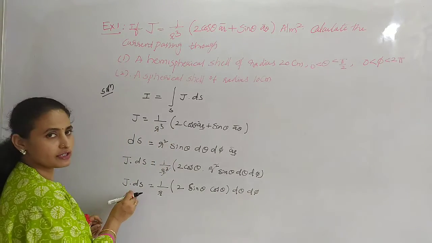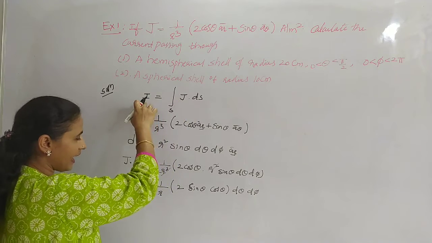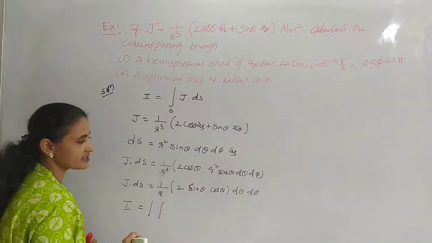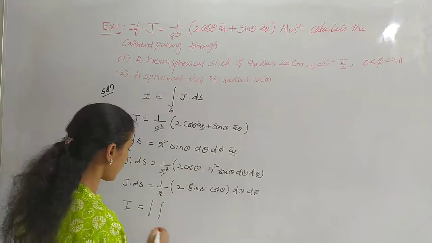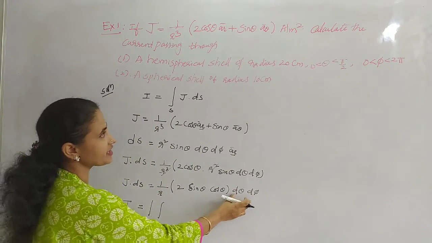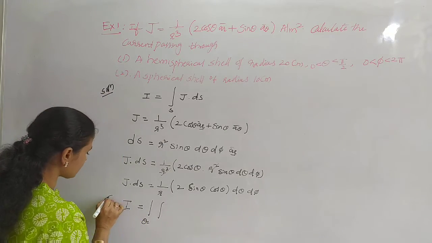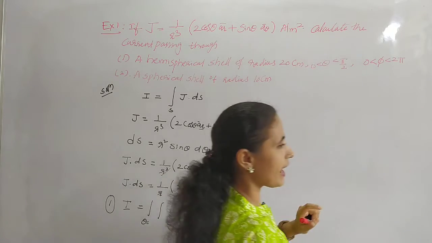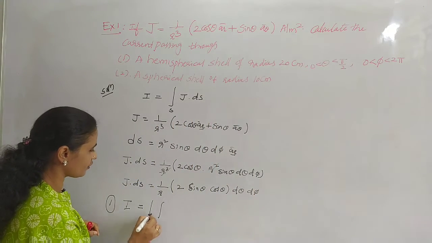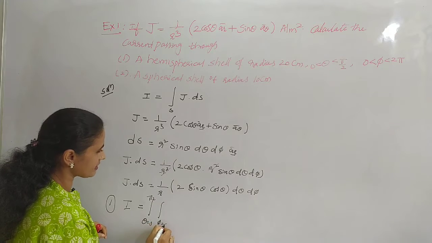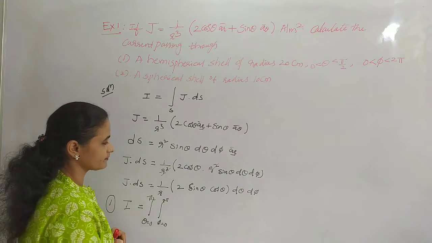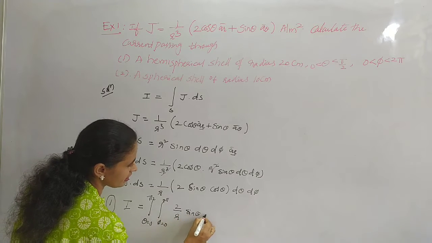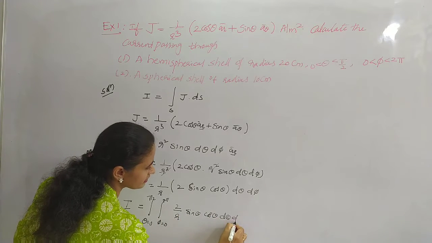So let us substitute the J dot ds under the I to find the current. So I is given by the surface integral, which means two integrals. What are the two integrals? Theta and phi. Which case are we considering? Let us consider the first case to find the current. In the first case, theta is from 0 to pi by 2 and phi is from 0 to 2 pi. And the remaining terms, 2 by r sin theta cos theta d theta and d phi.